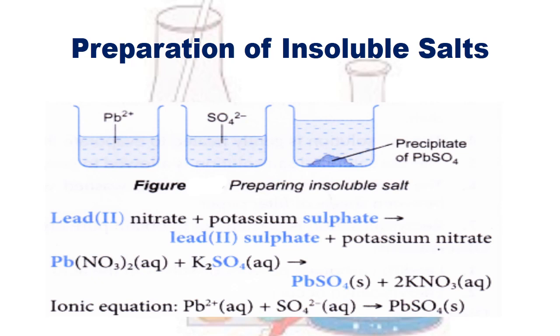Now we are trying to prepare lead 2 sulfate using lead 2 nitrate and potassium sulfate. These two are soluble salts. So when they react together, they produce lead 2 sulfate and potassium nitrate. Potassium nitrate is soluble, while lead 2 sulfate in the color blue here is the one that precipitates out of the solution, forming an insoluble salt. You see, you have the reaction right here and you have the ionic equation right here. So this is how insoluble salts are prepared.